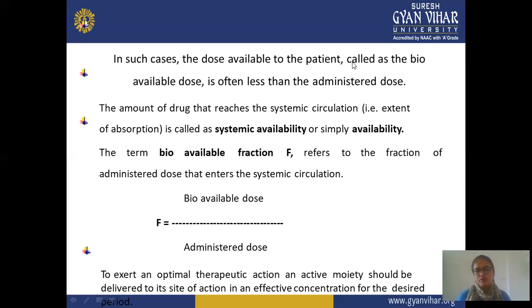We already saw in the previous slide that bioavailability is denoted by the symbol F. The formula is F equals bioavailable dose divided by administered dose. To achieve an optimal therapeutic action, the active moiety should be delivered to its site of action at an effective concentration for the desired period of time.